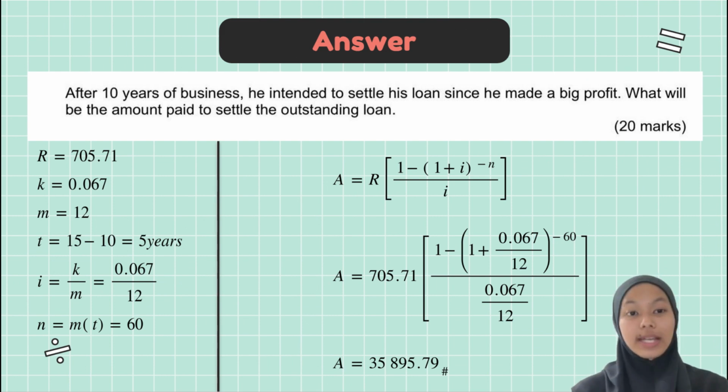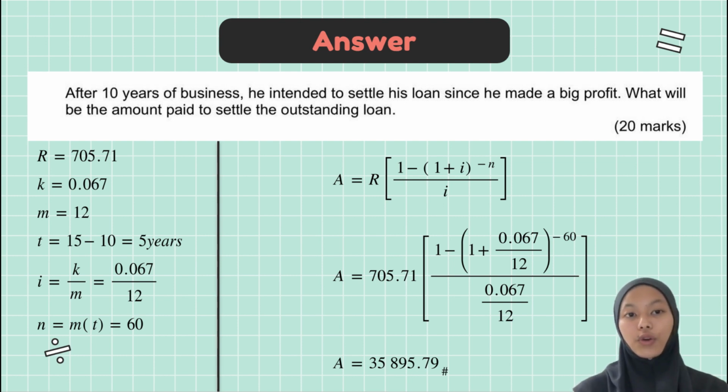Now, we move to the next question. After 10 years of business, he intended to settle his loan since he made a big profit. What will be the amount paid to settle the outstanding loan? What we can understand from this question is Mr. Zack wants to pay the loan after 10 years of business. So we need to find the new T, which is 15 years minus 10 years. So we got 5 years. This is the new value for T.